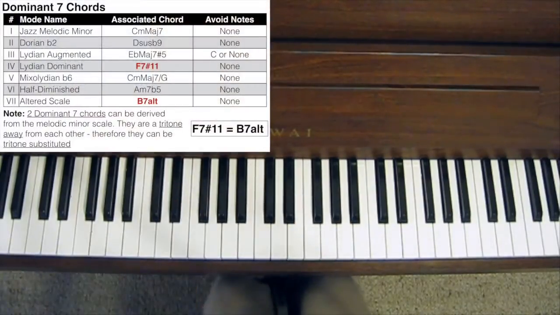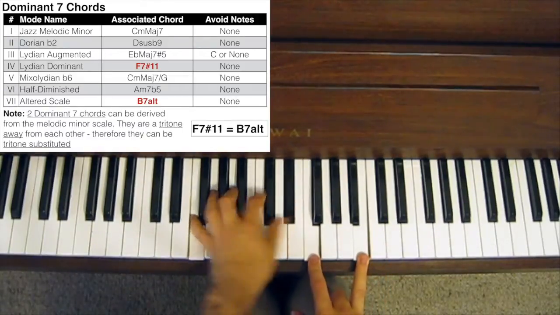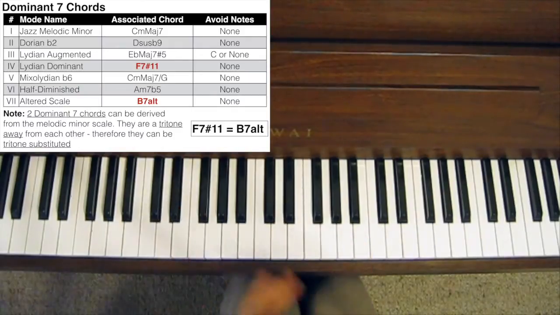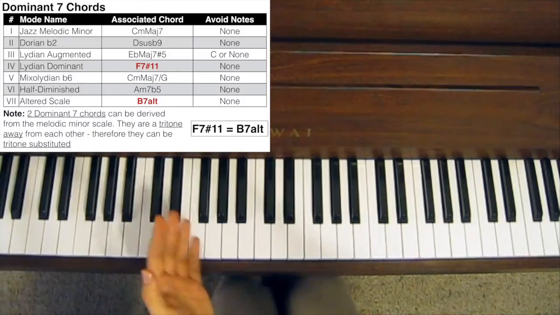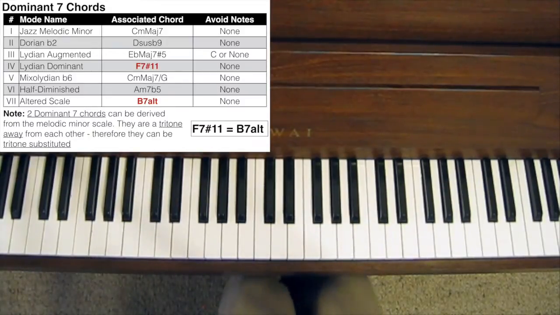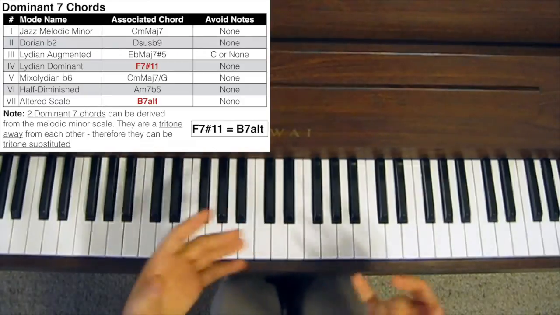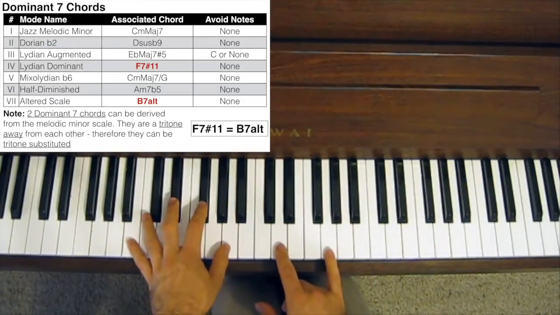The other interesting thing to note about the chords we derived from the melodic minor scale is that there are 2 dominant chords. There's the F7 sharp 11 and the B7 alt chord. Now notice that they're a tritone apart, so that means you can tritone substitute one for the other. So if you have a song that has the F7 sharp 11 chord, you can instead tritone substitute in a B7 altered chord.